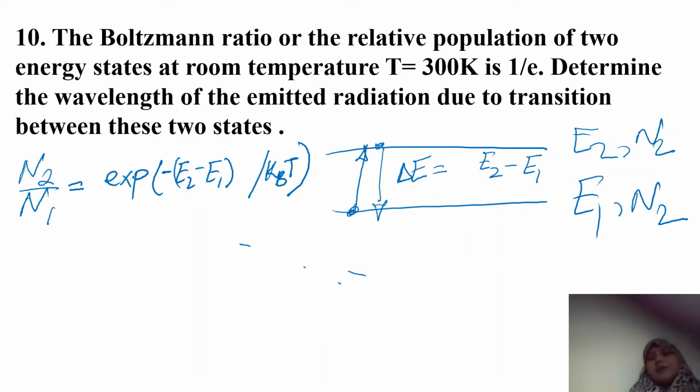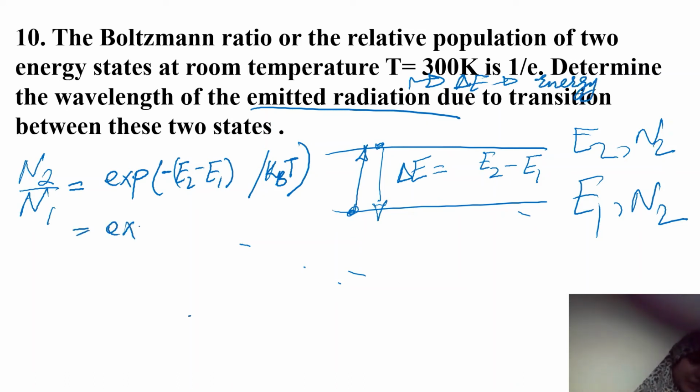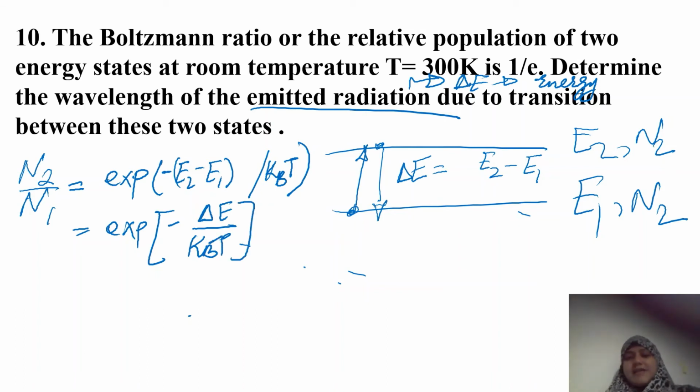Now I have already told you that E2 minus E1 is equal to delta E. And this delta E would be the energy of the emitted radiation. So this emitted radiation has an energy of delta E. So this is equivalent to the exponential of minus delta E by kBT.